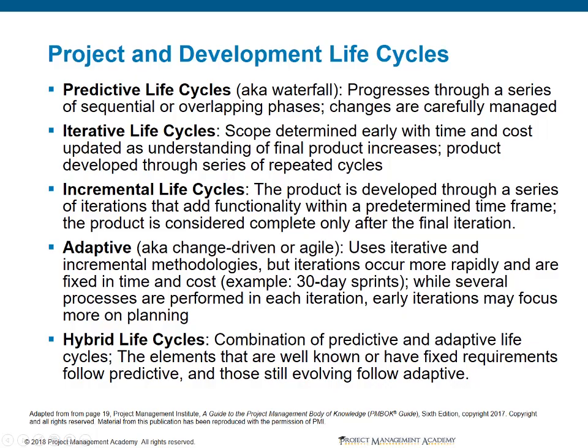The iterative life cycle is where scope is determined early, with time and cost updated as understanding of the final product increases. This is because the requirements will be a bit more dynamic. The product is developed through a series of repeated cycles. The reason that we're doing these repeated cycles is to ensure the correctness of whatever solution it is that we're doing. We'll continue to repeat these cycles until we ensure that, yes, these are correct.